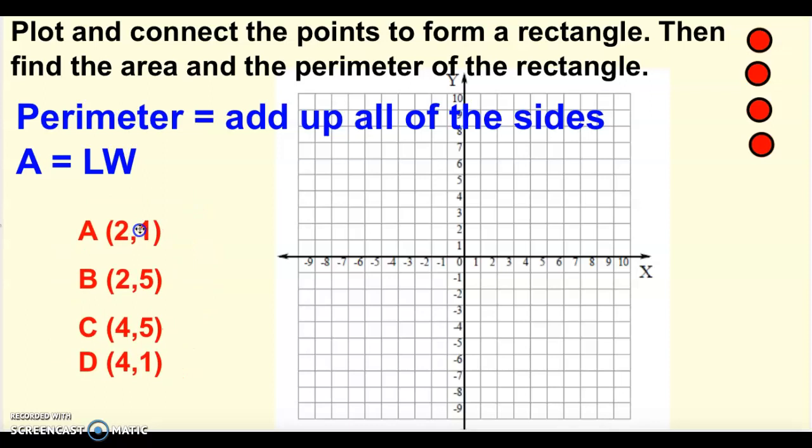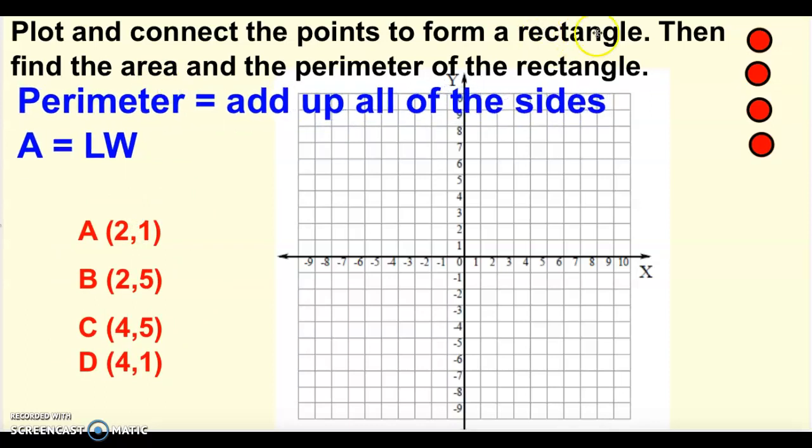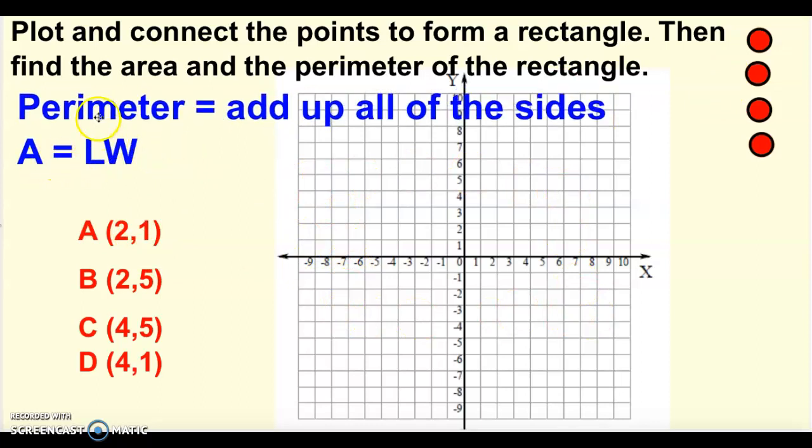And then what I want you to do is find the area. It's going to be a rectangle. You're going to form a rectangle. So after you plot the 4 points, you're going to connect them to form a rectangle. You're going to find the area using this formula, length times width, and the perimeter, you're going to add up all the sides. Please pause the video, and then when you come back, you'll see the answer.